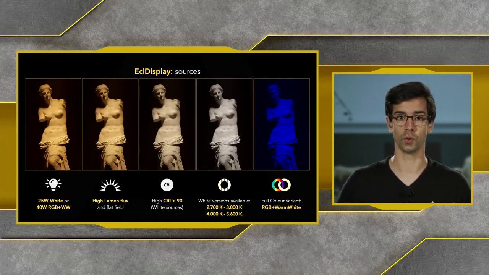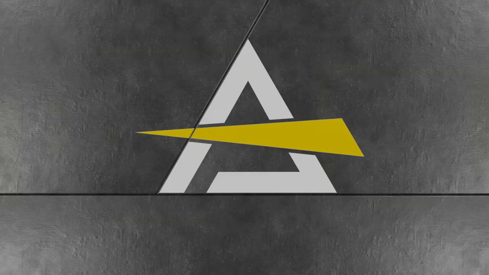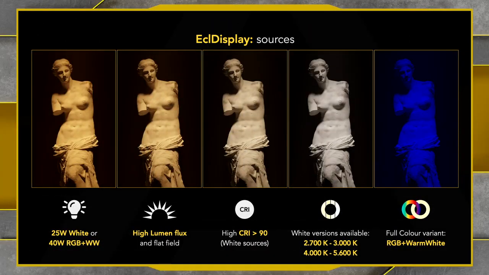Let's look at the sources as well. As I've said in the beginning, we've got 5 different sources. So we've got 4 white versions available, from 2700 Kelvin, 3000 Kelvin, 4000 Kelvin, or 5600 Kelvin variants. The white versions come with a 25-watt white LED chip. And because of that, we have a very high lumen flux and a very flat field coming from these units.